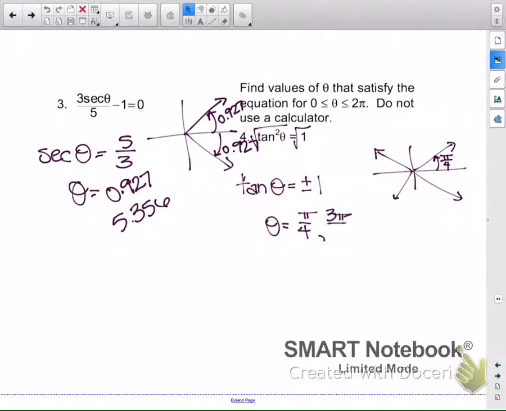Yes. This is why I prefer to use the chart, because these are much friendlier than all of the decimals that you get from your calculator. Get comfortable with those because life will be better if you do. Okay?